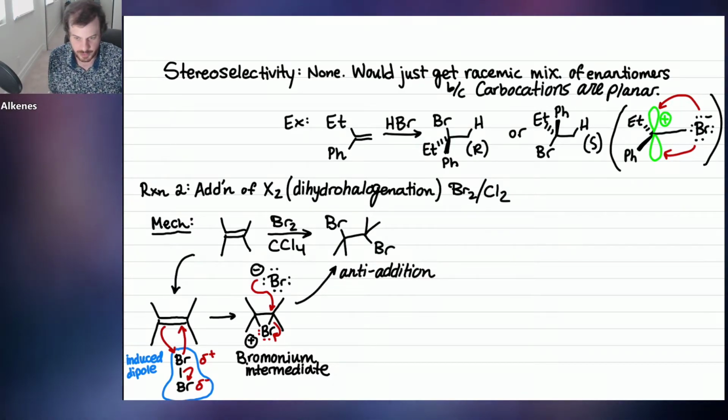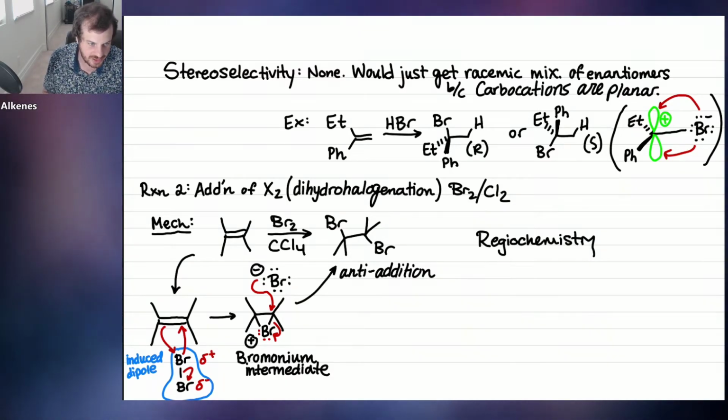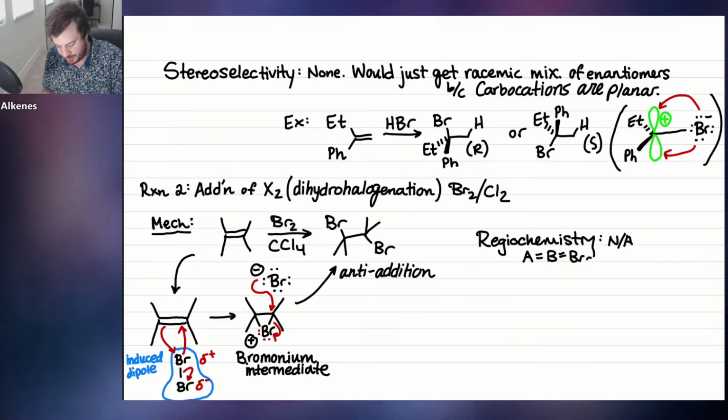Because of the bromonium, you get addition to the opposite side. So one bromine comes in from the bottom, the other one's left on the top. Now, in terms of regiochemistry, there is none because we're adding the same group to both sides. So it doesn't matter if bromine goes to the right or the left because it's bromine on both the right and left. So regiochemistry is not applicable because A equals B equals Br or Cl. Right? And remember that regiochemistry is whether A goes to the top or B goes to the top, but if A and B are the same, who cares? So let's see what this anti-addition looks like in terms of wedges and dashes.